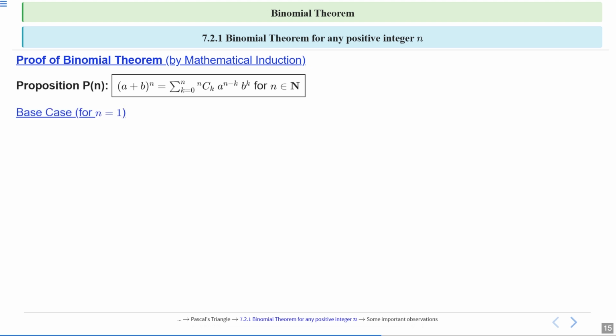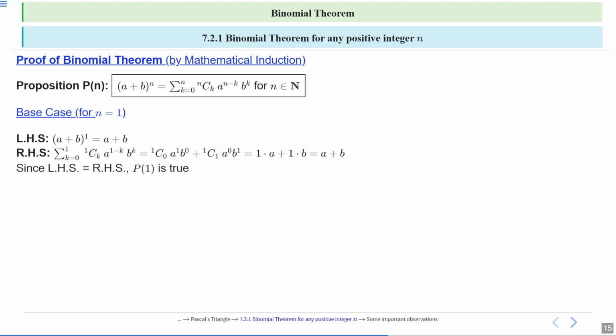So the base case is n equal to 1. Left hand side: (a + b)^1, this is equal to a + b. Right hand side: summation k equal to 0 to 1 of 1Ck a^(1-k) b^k, this is equal to 1C0 a^1 b^0 + 1C1 a^0 b^1. This is simply equal to 1 into a plus 1 into b, which is a + b. Since LHS equals RHS, P(1) is true.